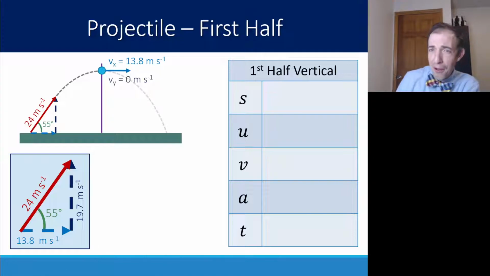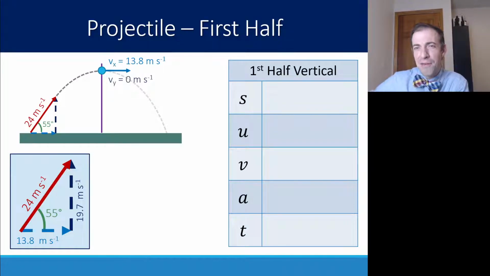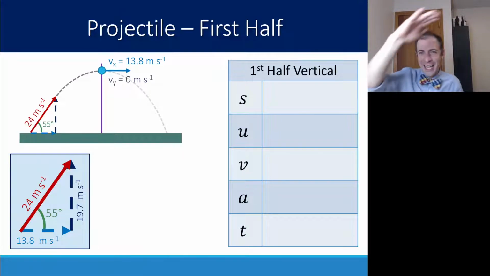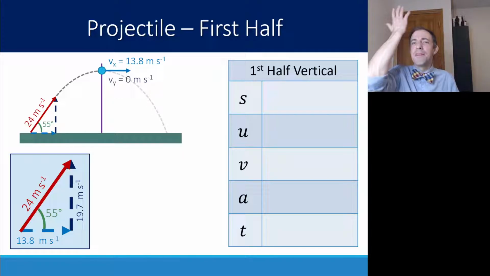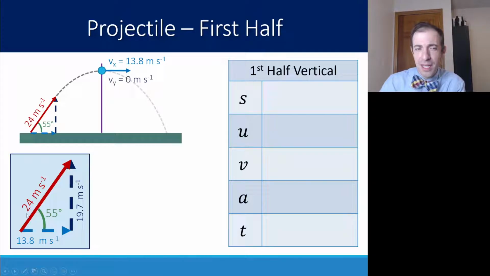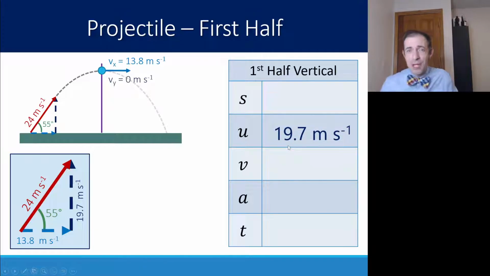Well, to help us solve this, we're going to start by looking at the first half of this problem purely in the vertical direction. Let's imagine that instead of tossing it at an angle, we toss it straight up in the air. And we're going to use the velocity not of 24 meters per second, but of our 19.7 meters per second. That's the y, that's the vertical direction. So what do we know here? Well, we know that your initial velocity, if you threw it straight up in the air, was 19.7.